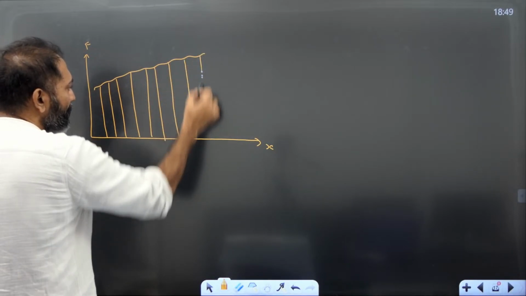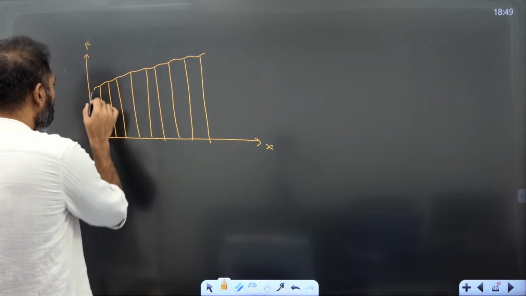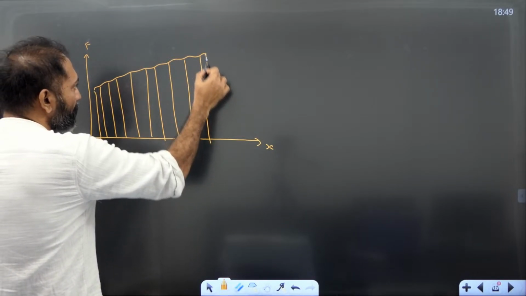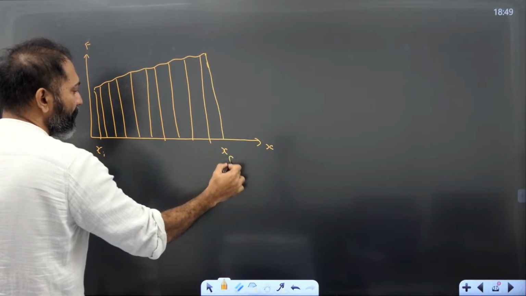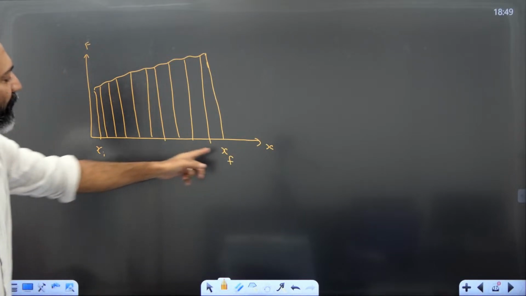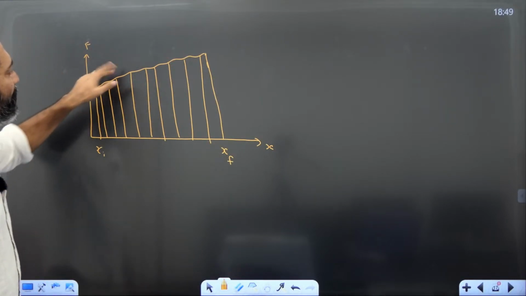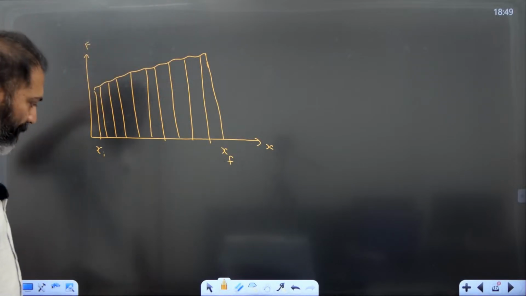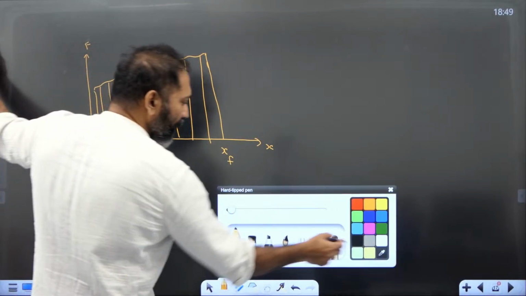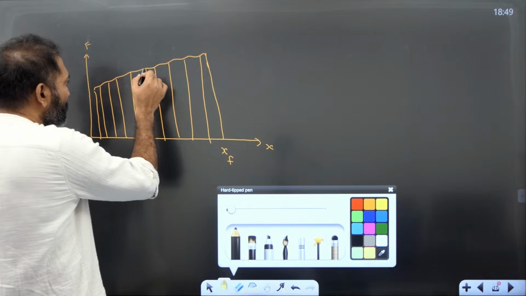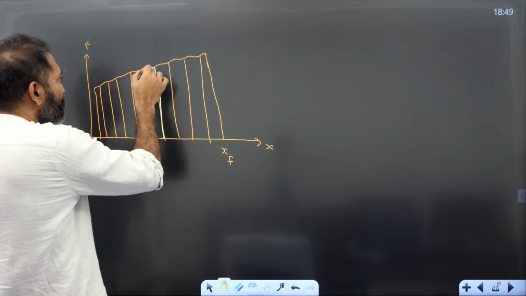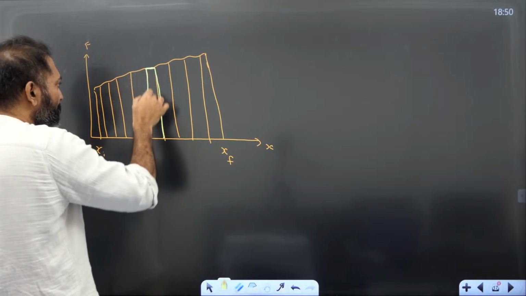So this is the initial position xi and this is the final position xf. See, this curve is the force. Force is not fixed, it is varying. But for a small position interval, the force is almost a constant. I am making this as constant.